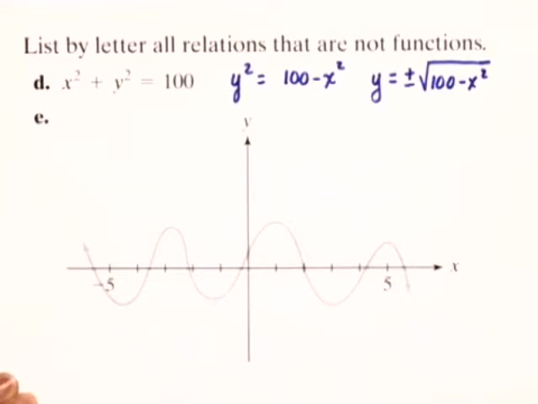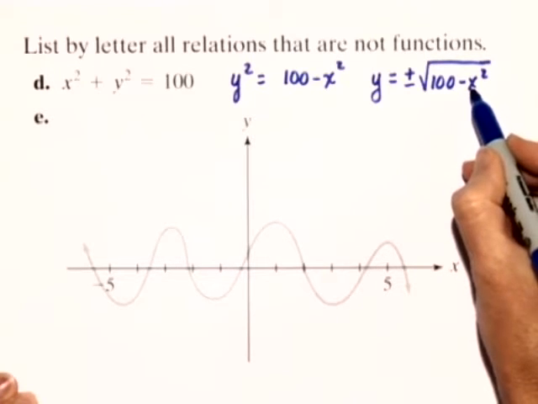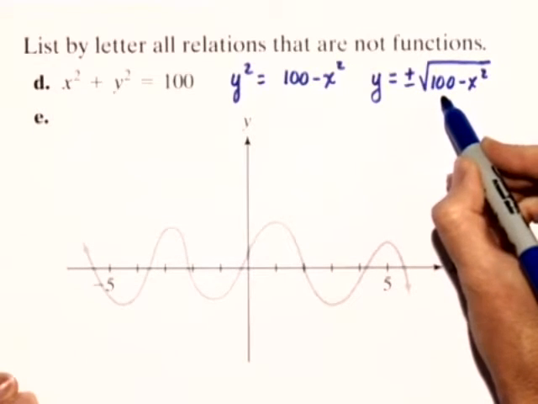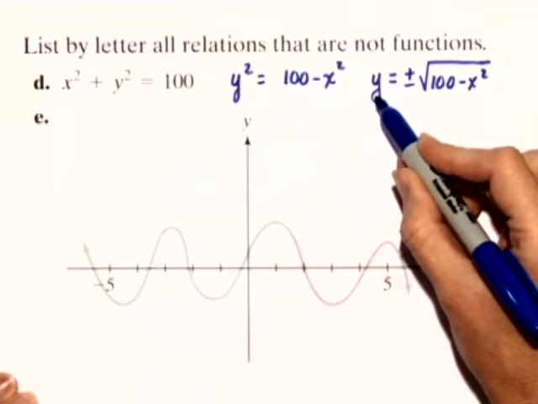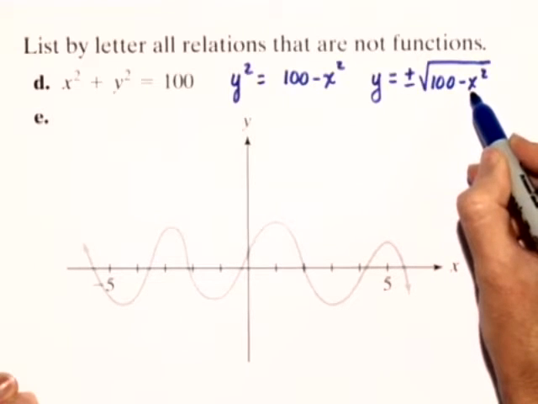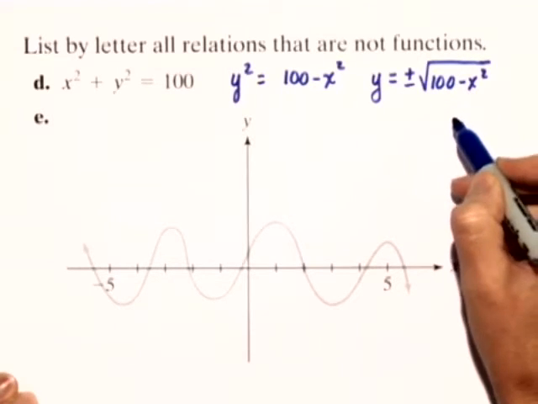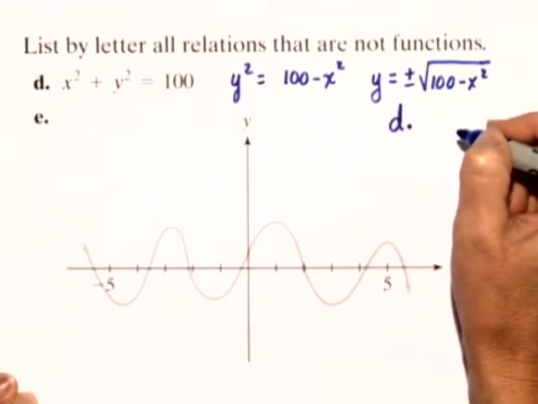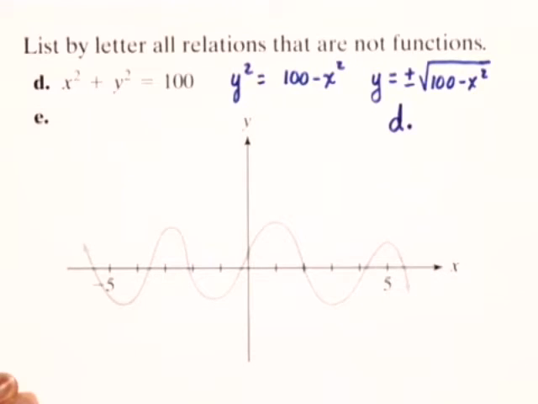Now notice what happens. If 2 or more values of y can be obtained for a given value of x, then the equation is not a function. So suppose we put in a value for x like 0. That's an easy value to put in. We would have plus or minus the square root of 100. That means y would give us 2 different values for one value of x, and therefore it would not be a function. So we'll also list D among those that are not functions.